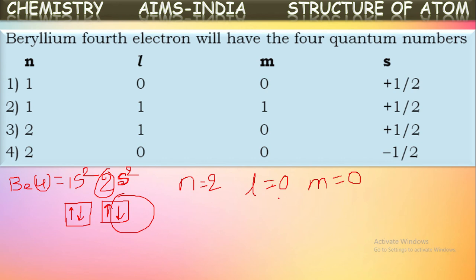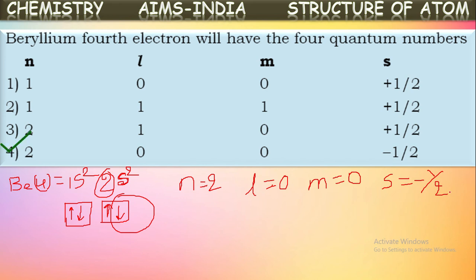Okay, now the last quantum number, the spin quantum number. Generally for the first electron we represent clockwise spin with plus half value, and for the second electron in that orbital, the spin will be anti-clockwise and its value will be given as minus half. So 2, 0, 0, minus half. Where is it? See here. Yes, in the fourth option.